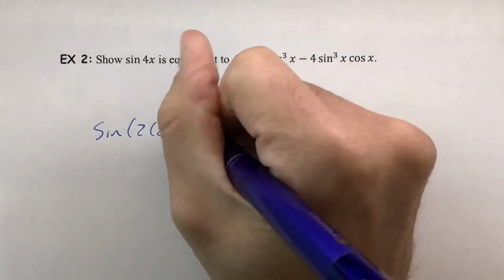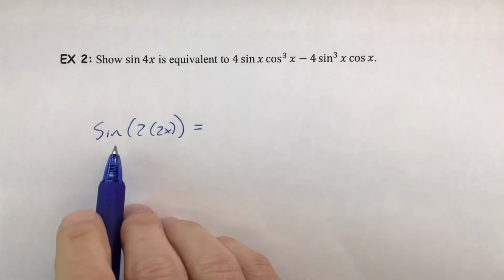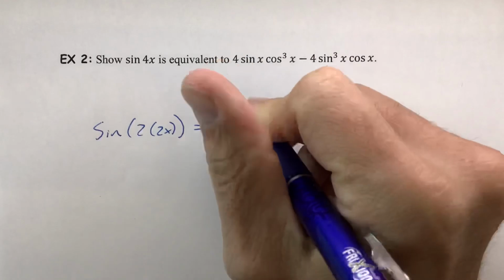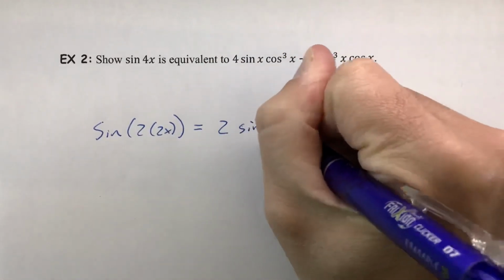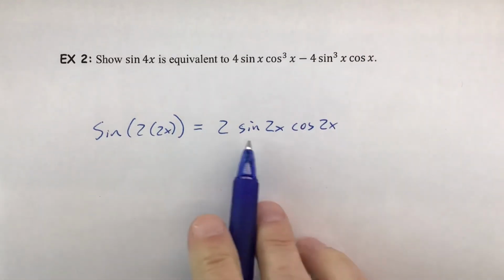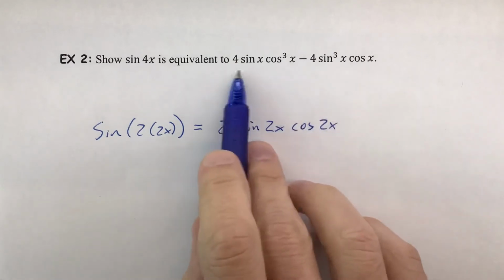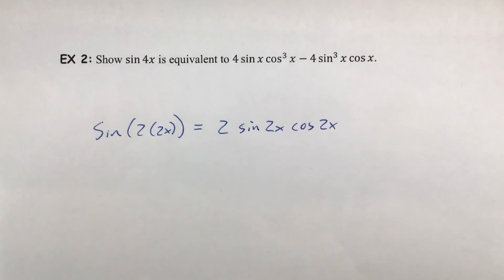Okay, so I got double 2x. Now, if I refer to the formula that we've got for the sine of 2 alpha, it would be equal to 2 sine alpha cosine alpha. In this case, our alpha is the 2x, so 2 sine 2x times cosine 2x. All right, that looks pretty good. Actually, it looks nice, but it does not go as far as what this wants us to do here. Okay, so what else do we got?